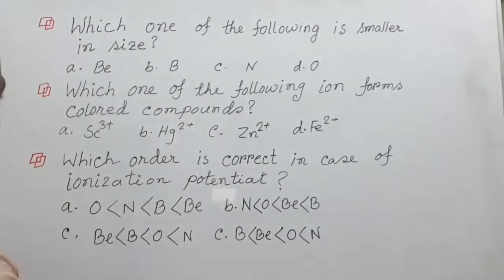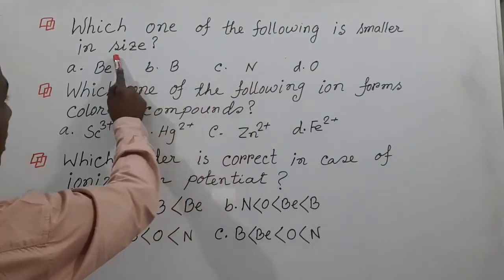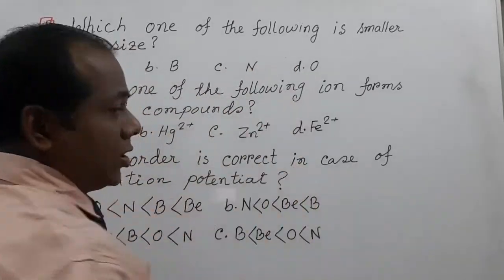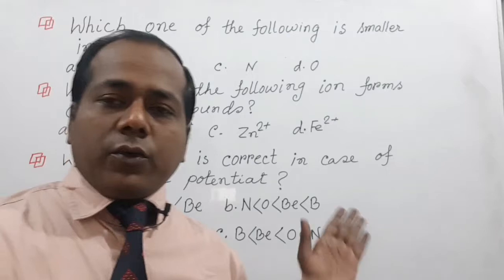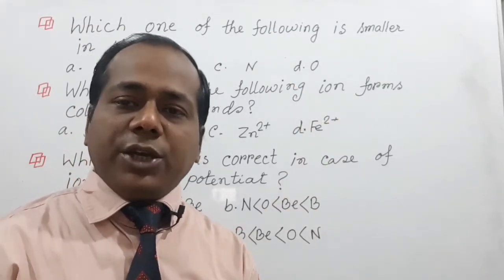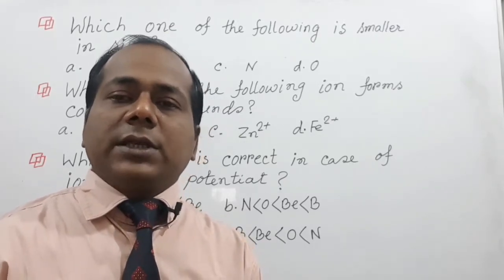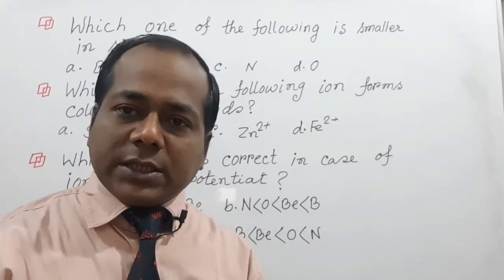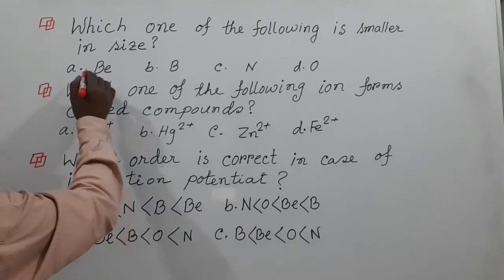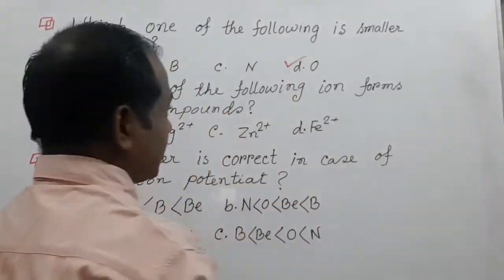My dear students, this is our next question. Which one of the following is smaller in size? Here are given beryllium, boron, nitrogen and oxygen. My dear students, we know that all these elements are present in the same period. In the same period, if we go from left to right, then the size of the element decreases. So according to this reason, we can say that oxygen is the smallest element.